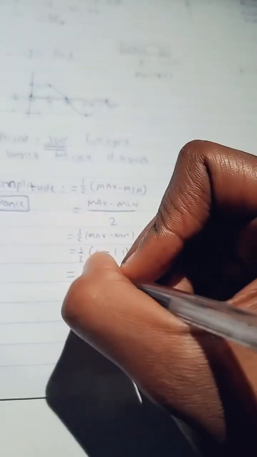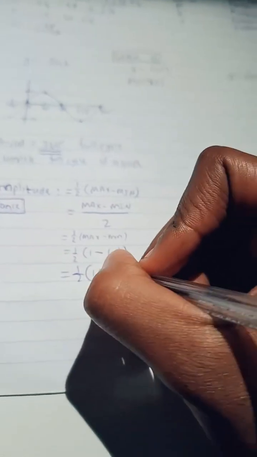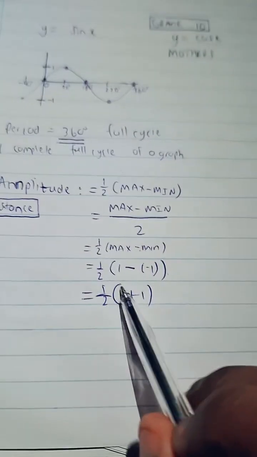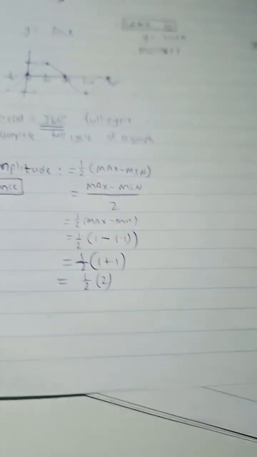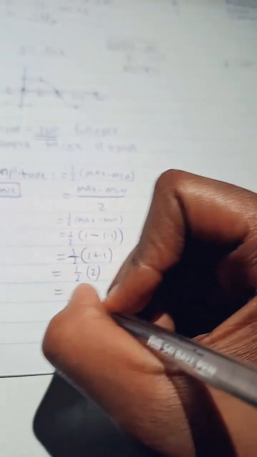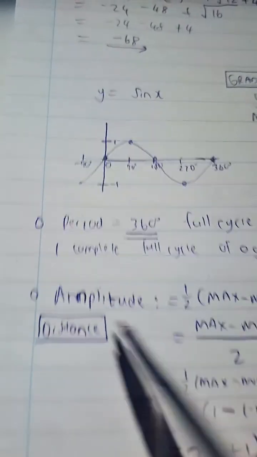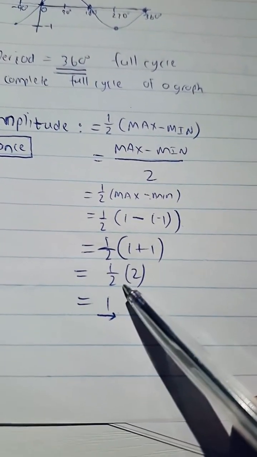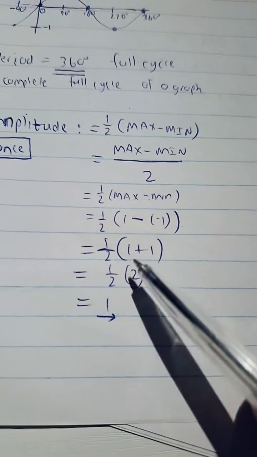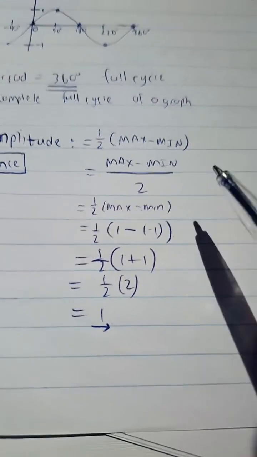If you check that out, that's half of 1 plus 1. And of course, that's half of 2. What's half of 2? Half of 2 is 1. Hence we say the amplitude of the mother sine graph is equal to 1, because it's half of 2, or 2 divided by 2, which is 1.